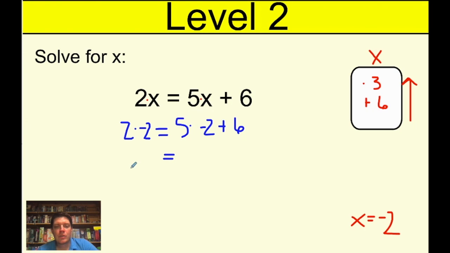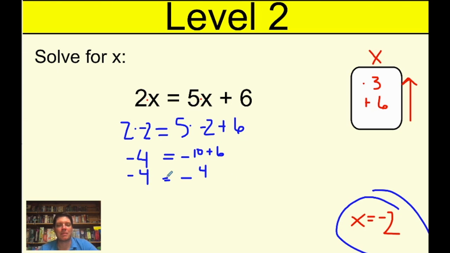Okay? 2 times negative 2 is negative 4. 5 times negative 2 is negative 10 plus 6. And you could double check me, but negative 10 plus 6 is negative 4. So we found the magical x number that makes both sides of that equation the same. So negative 2 was my answer. It's so exciting. I'm going to clear my throat and get excited.